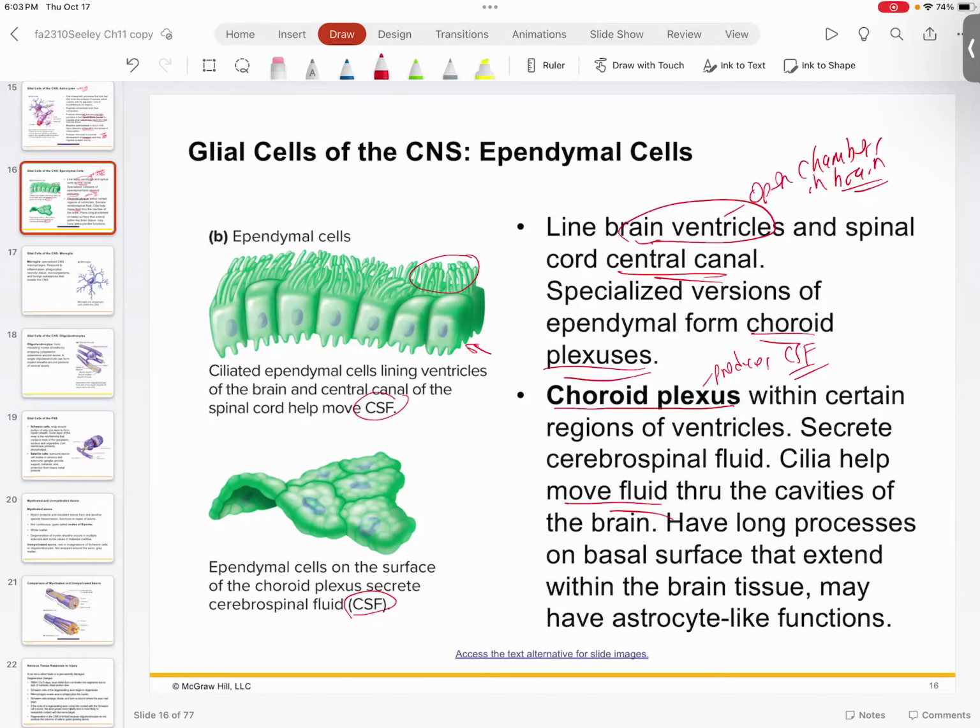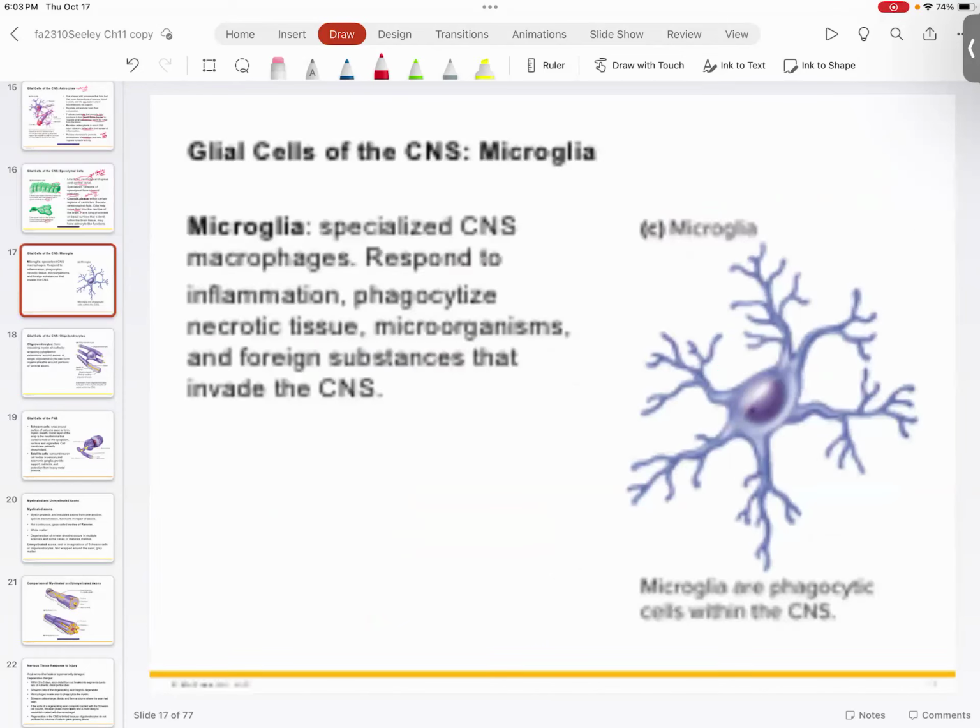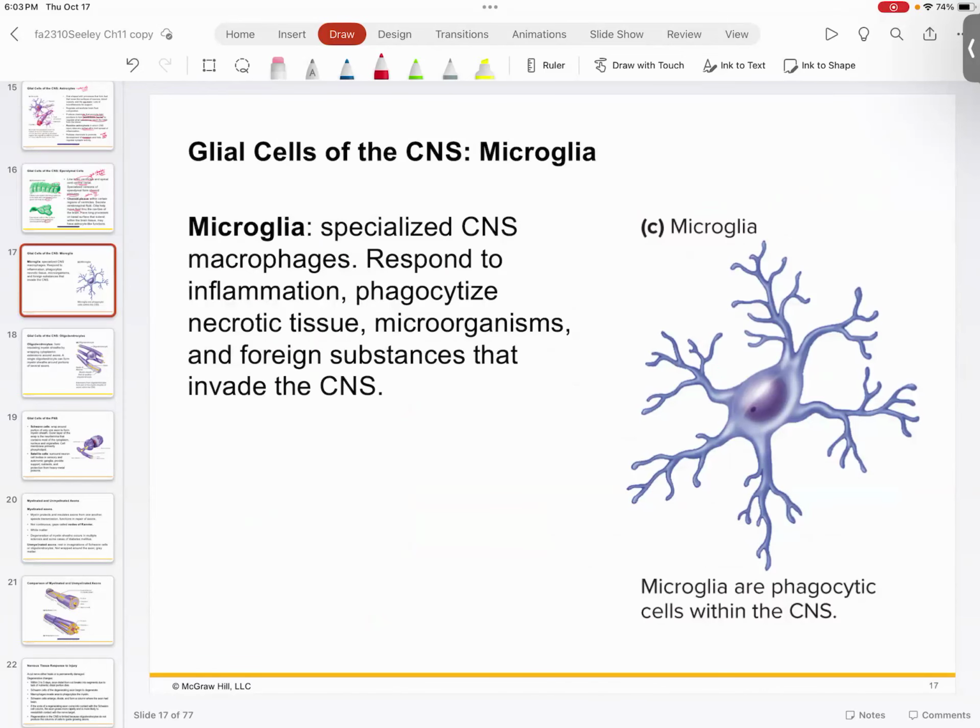And so these are going to be important because if you don't have cerebral spinal fluid, then you don't have the necessary fluid to support your central nervous system. You have your own special fluid in your central nervous system that's a little bit different than the other fluids. So those are the ependymal cells, very important. Choroid plexus is going to be the main structure that we see with ependymal cells.